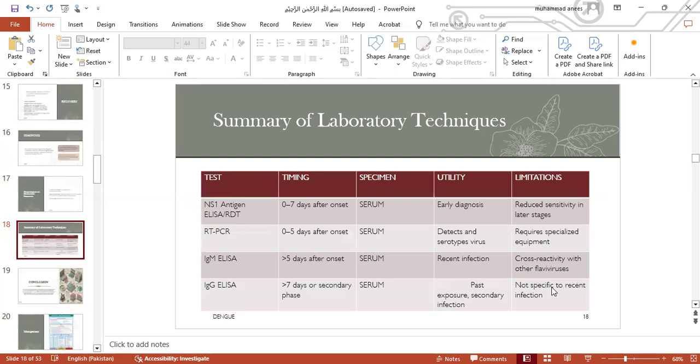Now, what is the summary? This is the summary of laboratory techniques. NS1 antigen: the timing is 0 to 7 days after the onset. Mostly it is seen in the plasma within 7 days after the onset of symptoms. Serum is taken. It has the advantage of early diagnosis of a disease. However, it has a limitation as it has reduced sensitivity in later stages. So early stage diagnosis is possible because of the NS1 antigen.